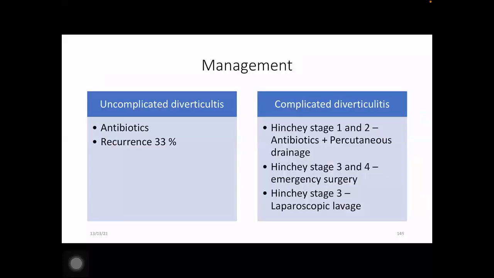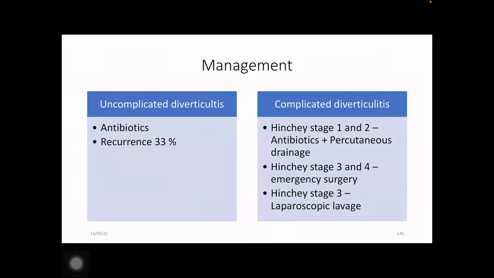Okay. So management of diverticulitis for uncomplicated, give antibiotics, and even in uncomplicated diverticulitis, you assess whether the patient has a high chance of recurrence, and if there is, you go ahead and do a resection. For complicated diverticulitis, Hinchey stage 1 is basically a pericolic abscess, stage 2 is basically a walled off abscess, stage 3 is basically a purulent peritonitis, and stage 4 is a fecal peritonitis. So in stage 1 and stage 2, you can give antibiotics and percutaneous drainage.